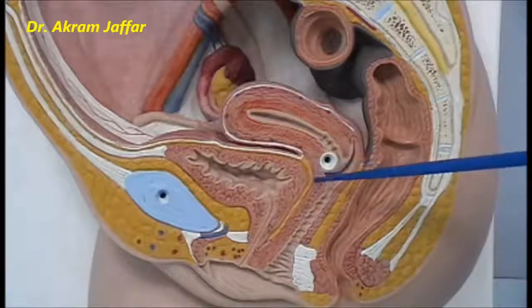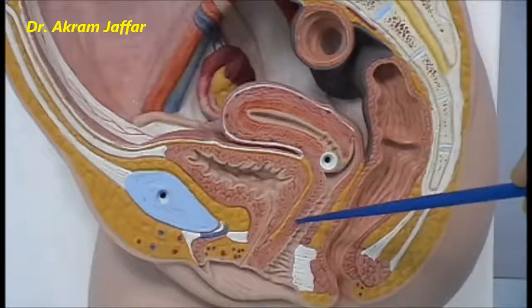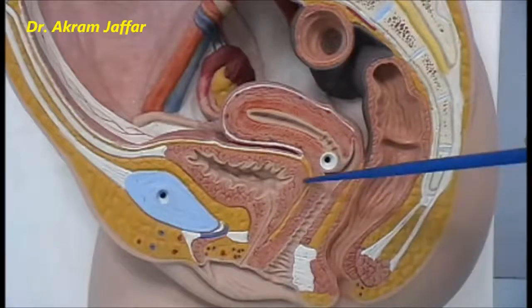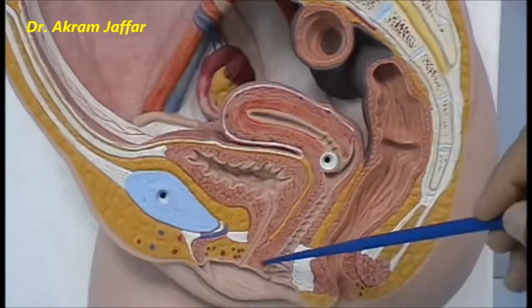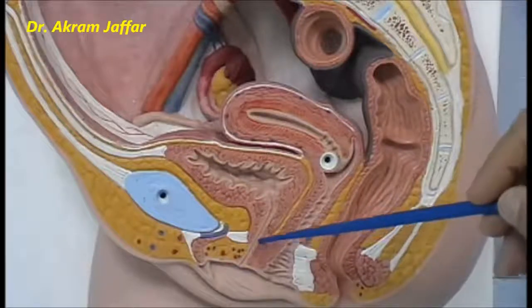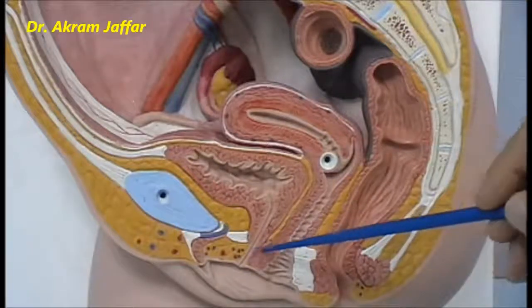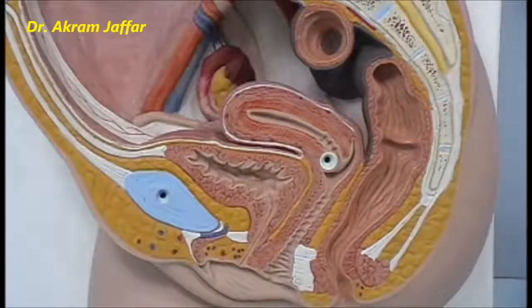Anteriorly, the upper part of the vagina is related to the base of the urinary bladder, and the lower part of the vagina is related to the urethra. As I mentioned, the urethra is in fact embedded within the wall of the vagina.